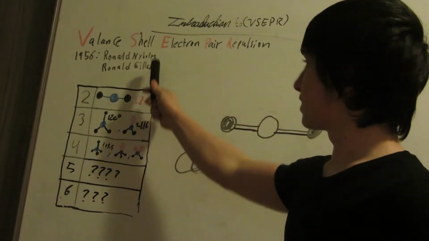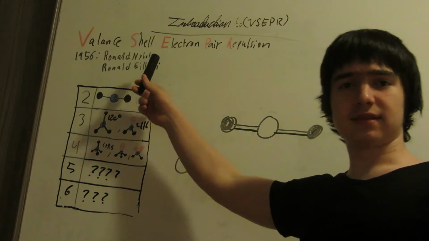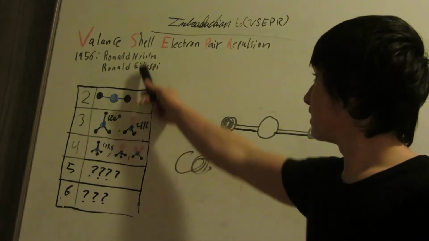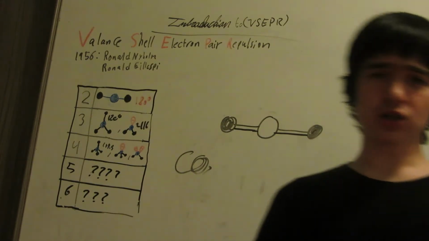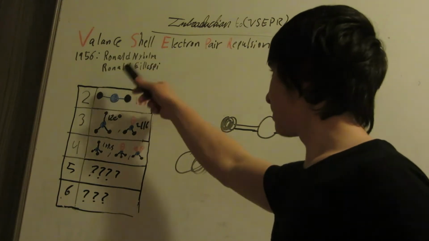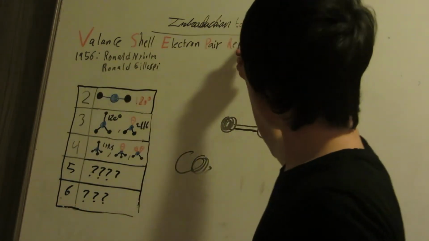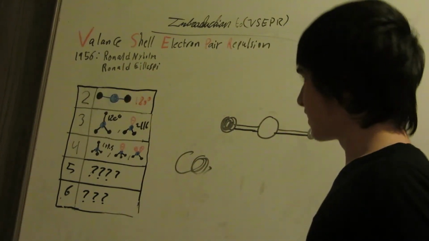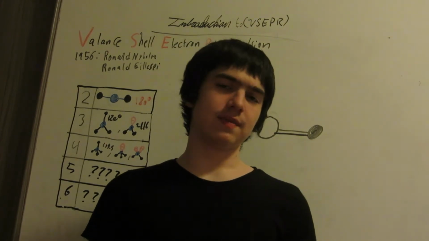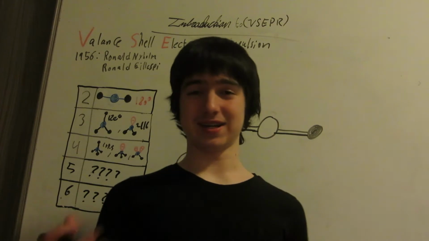Today's lesson I'm going to talk about the introduction to VSEPR theory, also known as the Nyholm-Gillespie theory. It was named after two chemists, Ronald Nyholm and Ronald Gillespie, who introduced the idea of VSEPR in 1956. They said that there are 3D models of molecules that we can visualize, not see with the naked eye.